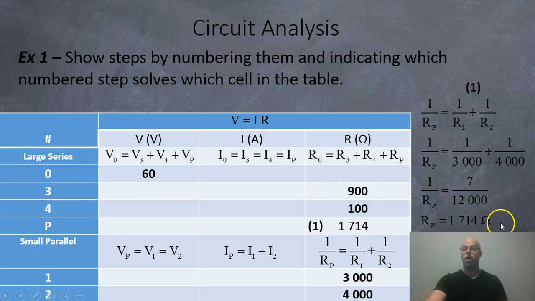And then we're going to get a total resistance of 1,714 ohms, which you'll notice is less than the smallest resistance in the parallel circuit, 3,000. So we know that worked out well. Okay, so that's our first step. So now we're going to move on to our second step.